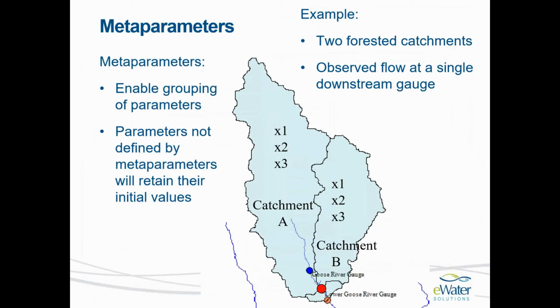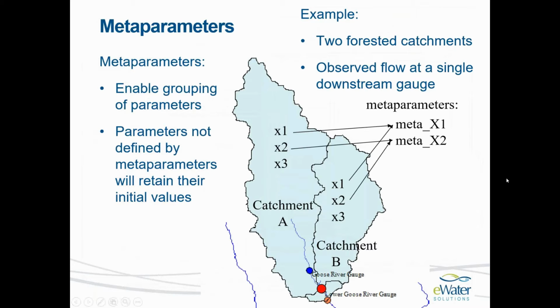Each of these catchments has a rainfall-runoff model assigned to it that has just three parameters called x1, x2, and x3. When we're calibrating this model, we probably want our parameters to be the same across both catchments. We have no reason to think that x1 should be different for catchment A than for catchment B. So we'd use metaparameters to achieve this. We would define, for example, a metaparameter called x1 that is linked to x1 from both of the catchments. When we vary x1, these two parameters will be changed simultaneously.